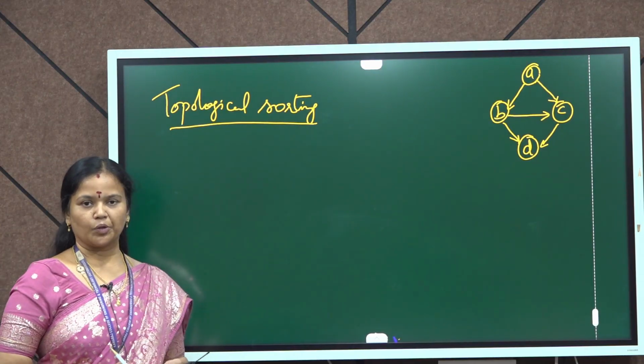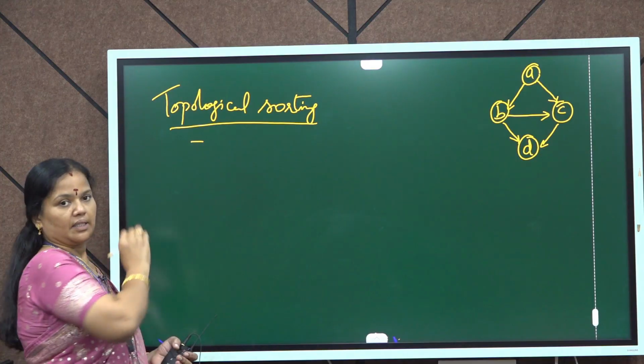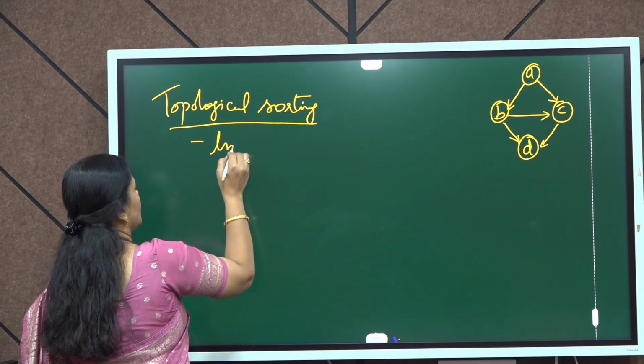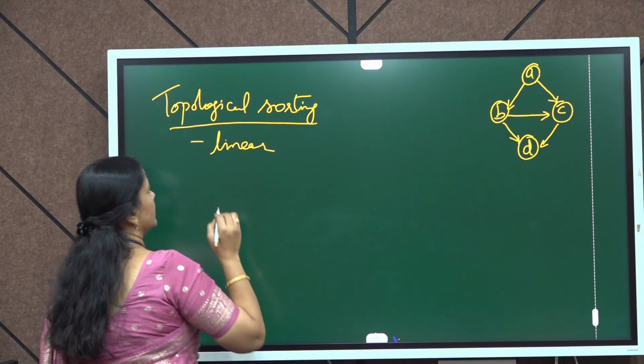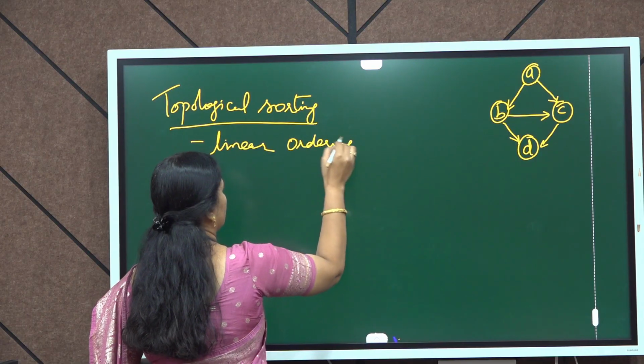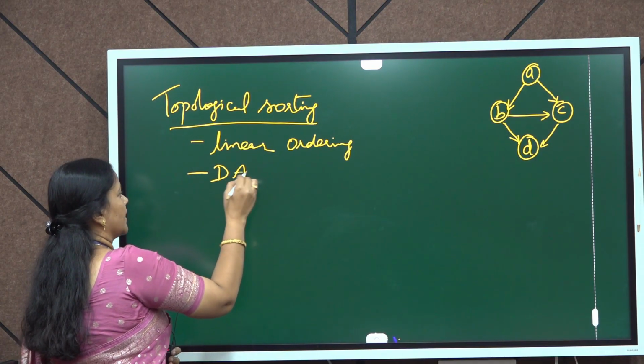Today the topic that we are going to see is topological sorting. The definition of topological sorting is, it is a linear ordering of vertices. So, here we are going to order the vertices in a graph, linear ordering, and this topological sorting is mainly used for directed acyclic graphs.